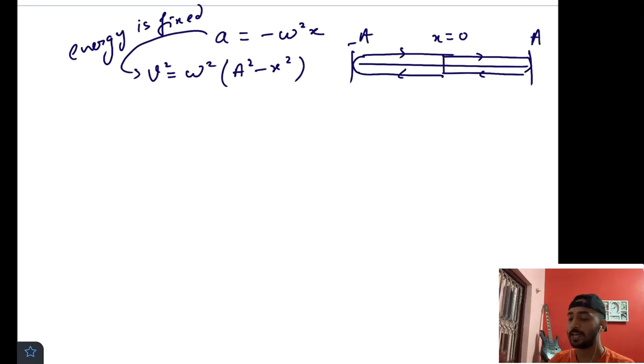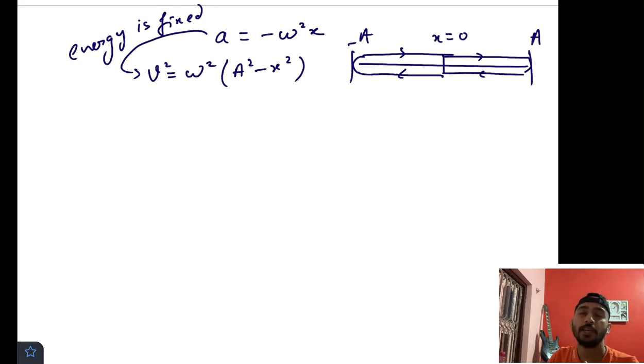Now here's the catch: for the particle to reach x equals a, it's not necessary that the particle should start from the mean position. The particle can start from any other point, here or any other point. Suppose the particle starts from x equals x naught, and the particle is being thrown towards the positive direction. Of course, the velocity must be suitable, arranged in such a way that it won't go further than x equals a.